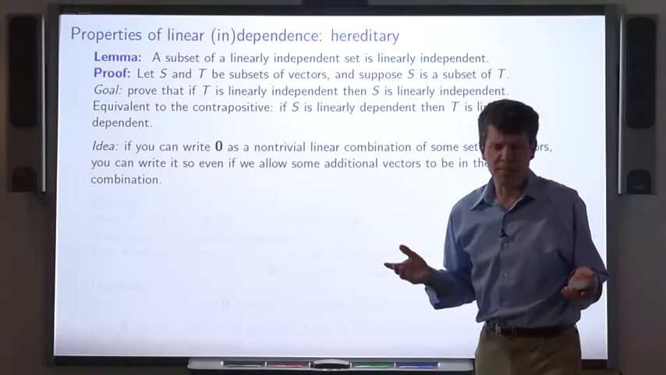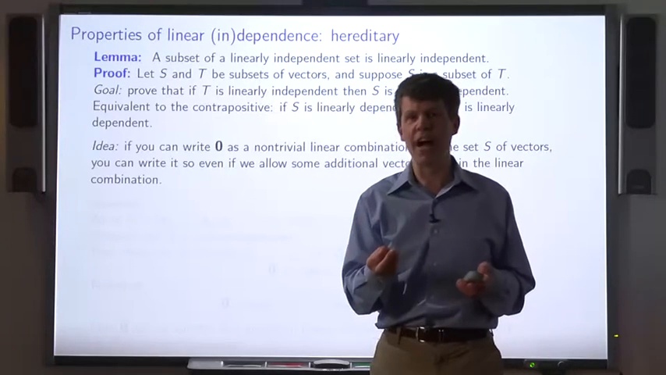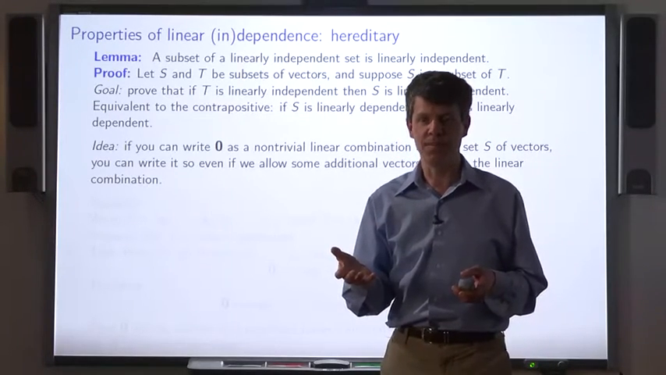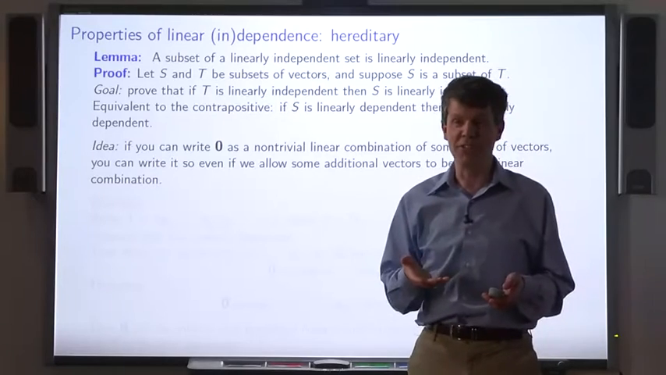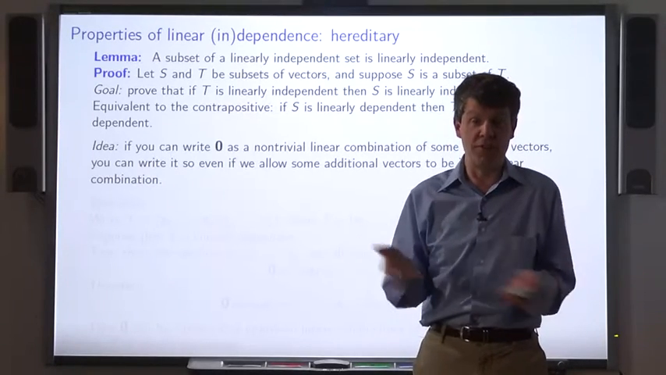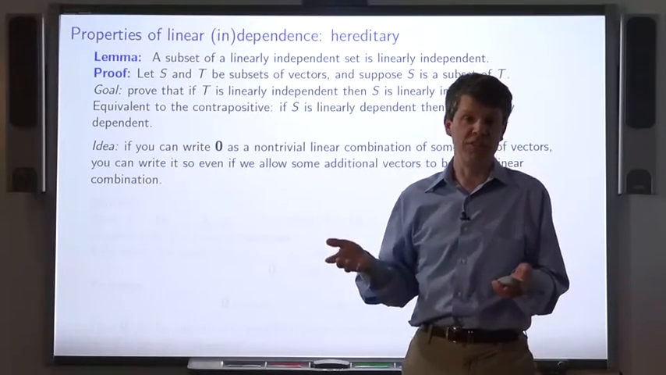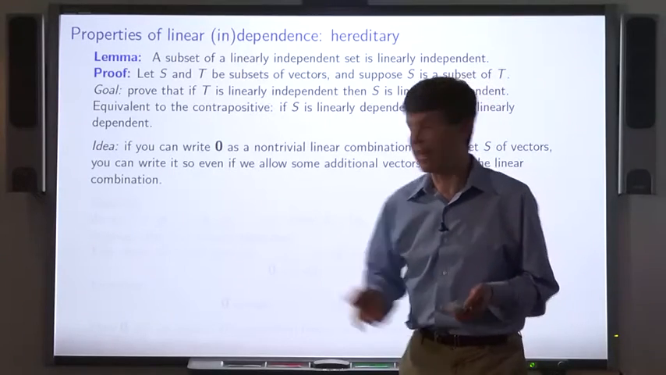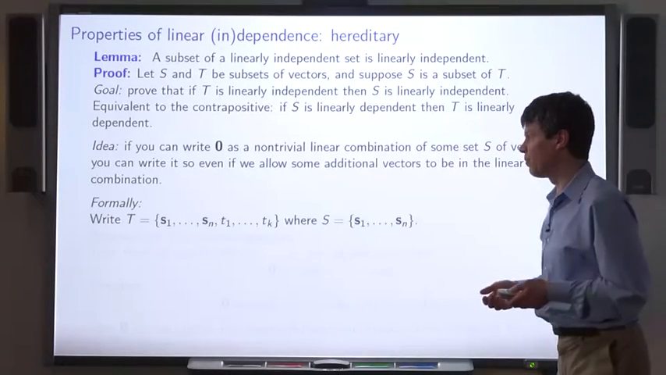The idea is very simple. If you can write 0 as a linear combination of some vectors, then if you throw in some more vectors, you can certainly write 0 as a non-trivial linear combination of all the vectors. You can just assign 0 to the extra vectors. So let's go through that formally.